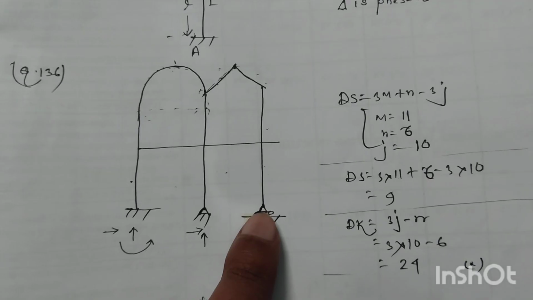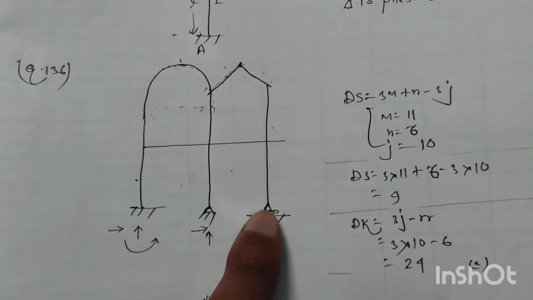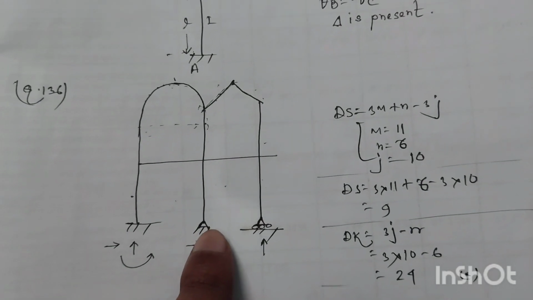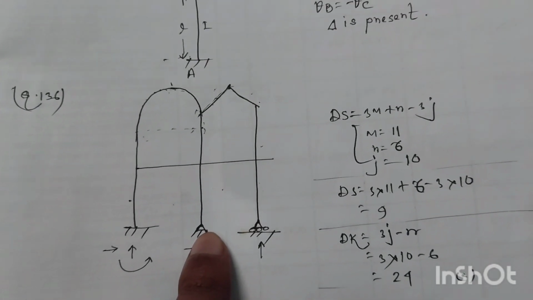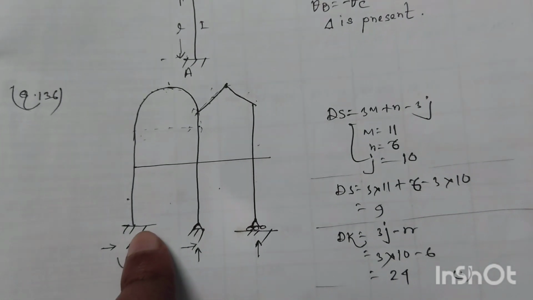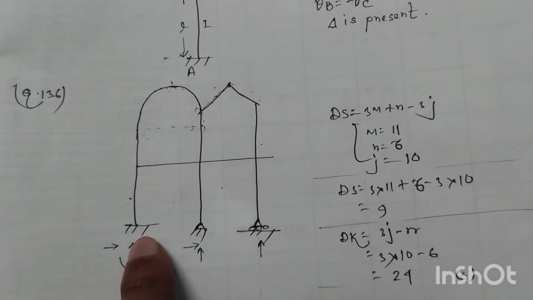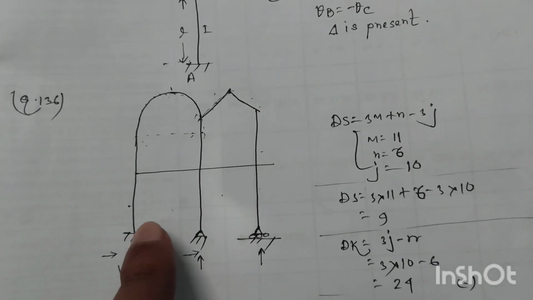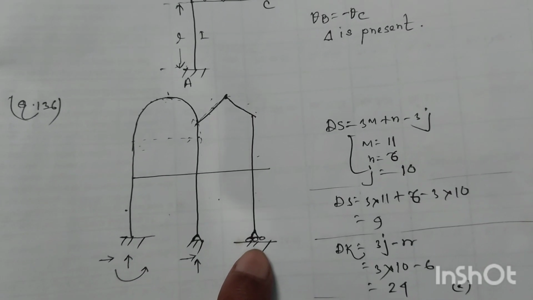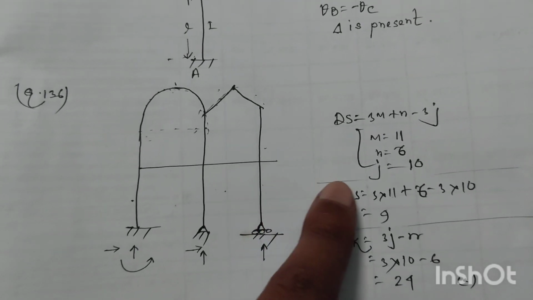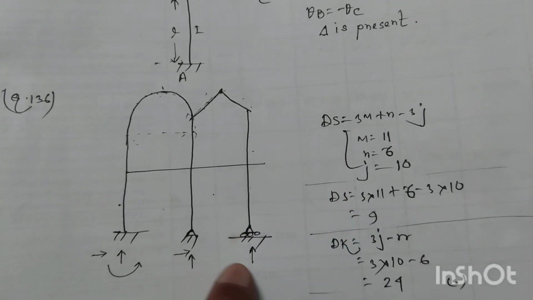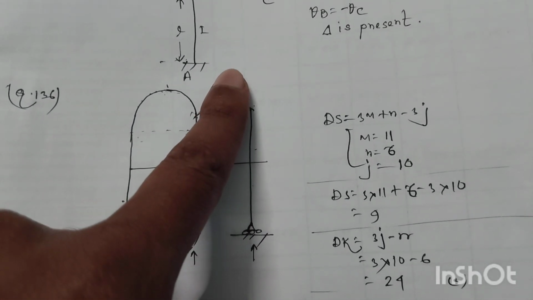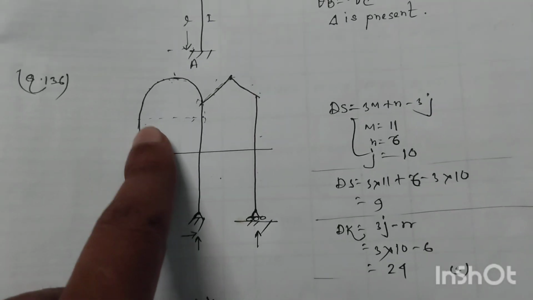So for roller support, one reaction component, that is vertical reaction component, is available, and in hinge support two reaction components such as horizontal and vertical reaction components are available. And from fixed support, three reaction components, one horizontal reaction component, one vertical reaction component, and one moment are available. So total 3 plus 2 plus 1, 6 reaction components available. So r will be equal to 6. j equal to number of joints will be equal to 1 2 3 4 5 6 7 8 9 and 10. So number of joints j will be equal to 10.